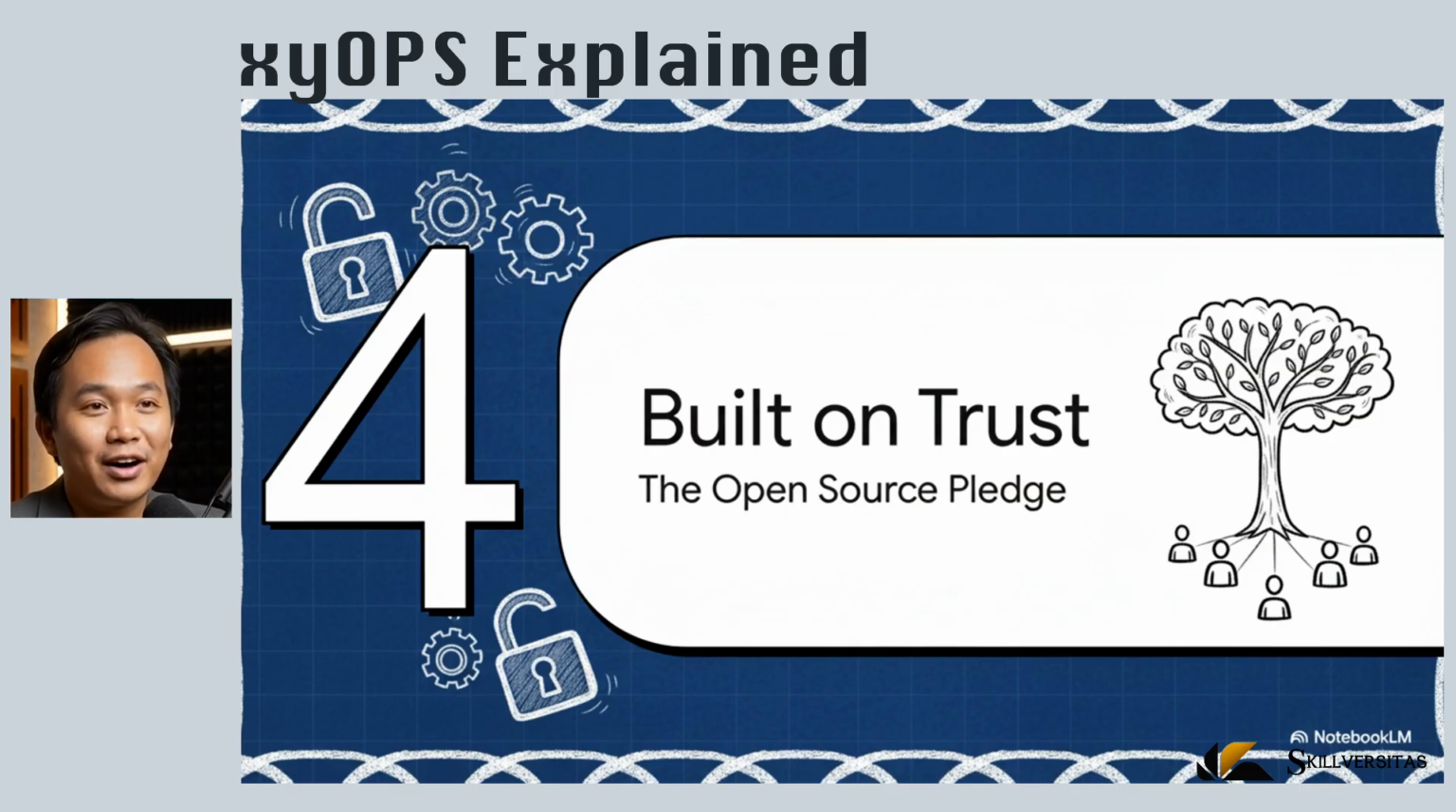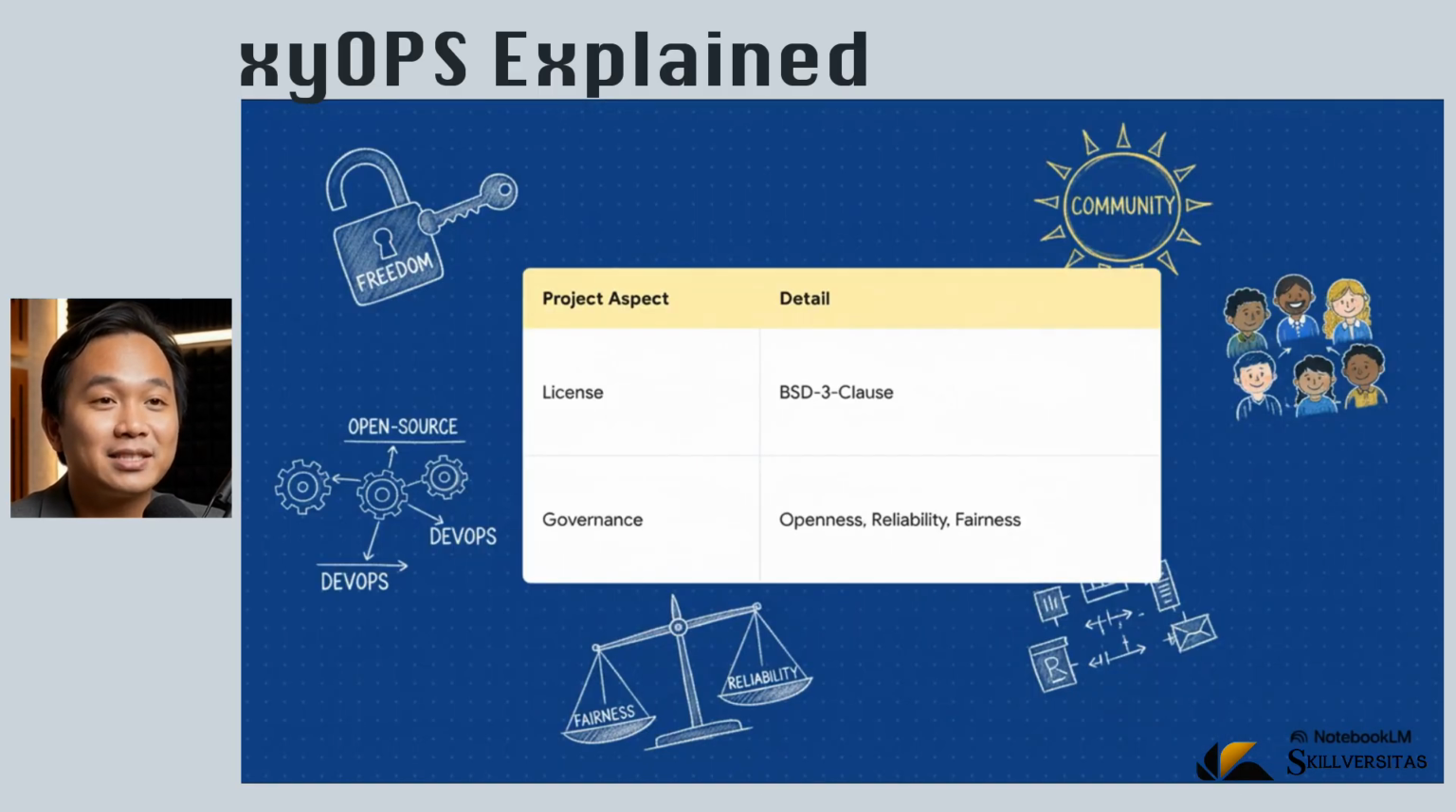It's all built on a foundation of trust, with this really strong public commitment to the open source community. So the project uses the BSD 3-clause license, which is one of the most permissive and business-friendly licenses you can find. What that means for you is that you get maximum freedom to use it, to change it, and to distribute the software without a bunch of complicated strings attached.